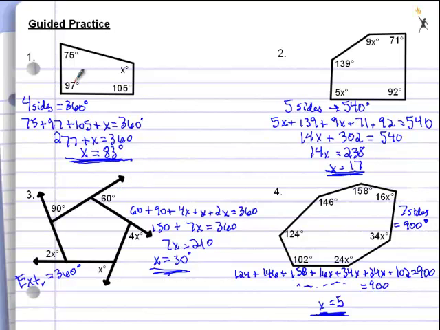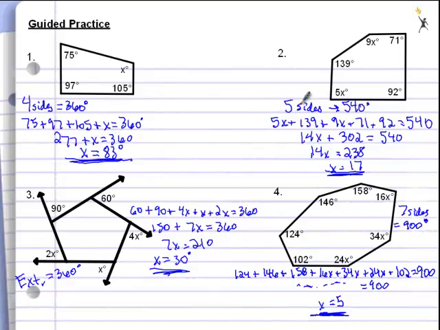But you'll see that this first problem, I started off by saying it has 4 sides, which means the interior angles add up to 360. And then I wrote a statement where all 4 angles equal 360. When I do that, I get 277 plus x equals 360. Subtract 277, you get x equals 83 degrees.